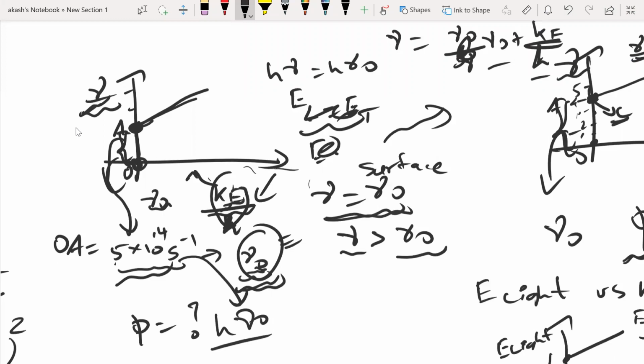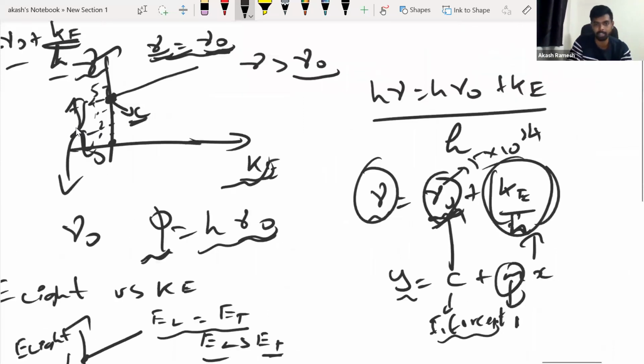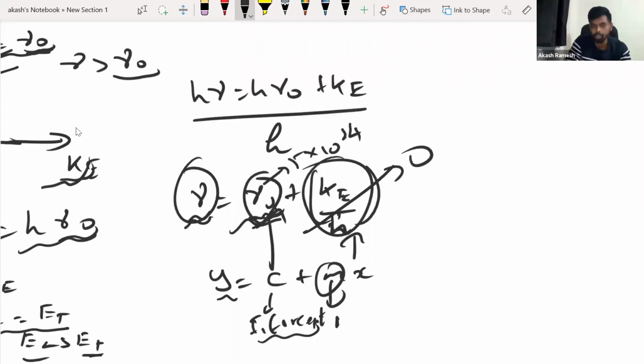Did you understand? The point H is 0, sir. I mean, sorry, Ke by H is 0. So this is 5 into 10 to the power 14. Okay. So you're telling that if in this Ke by H is equal to 0, this entire term is 0. Now what will happen? So this will become equal to nu naught. Nu is equal to nu naught. Correct.